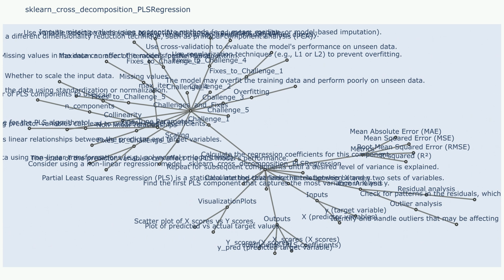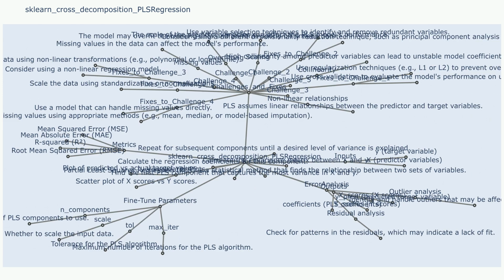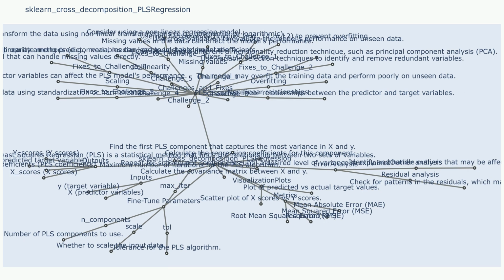Fine-tune parameters: n_components, the number of latent variables to extract, determining the dimensionality reduction. Scale, whether to scale the data before performing PLS, influencing the impact of variable scales on the results. Copy, whether to copy the data before fitting, allowing for in-place modification of the original data. Max_iter, the maximum number of iterations for the PLS algorithm.